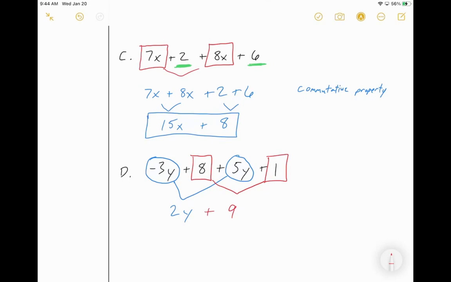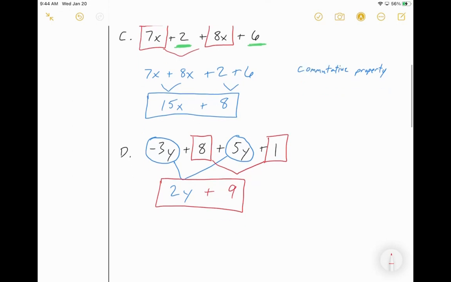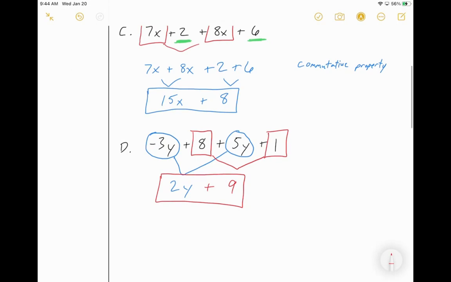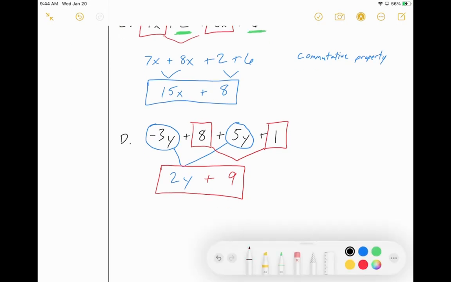2y plus 9. Now, I had some people in the chat try to combine it and make 17y or something like that. Or no, remember, this is it. This is the final answer. Okay. All right, let's try a few more. I just want to make sure we get enough practice here. Again, you're just combining the ones that are like, combining the like terms. That's the whole big part of today's lesson.